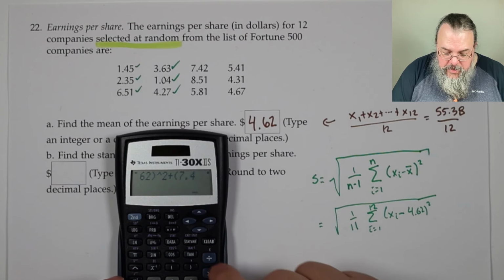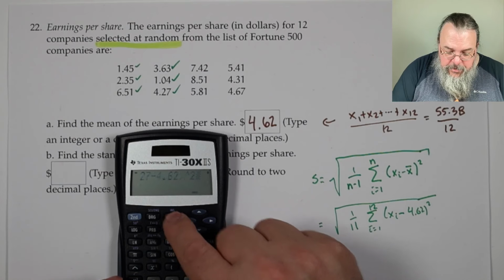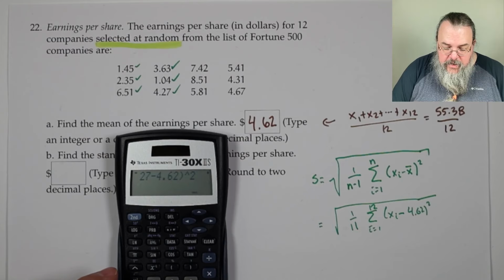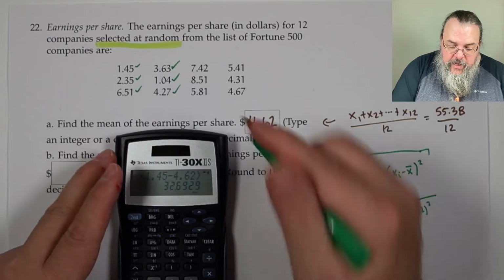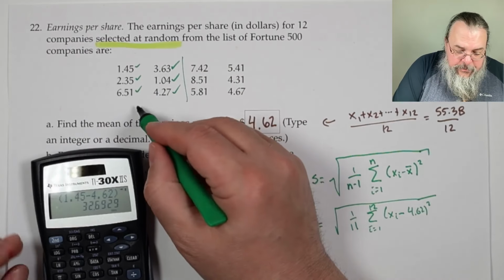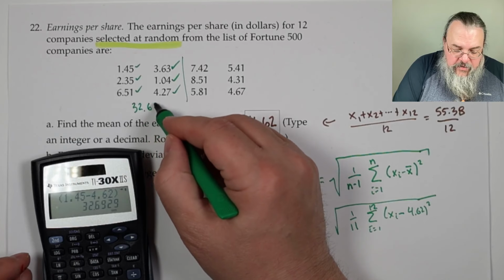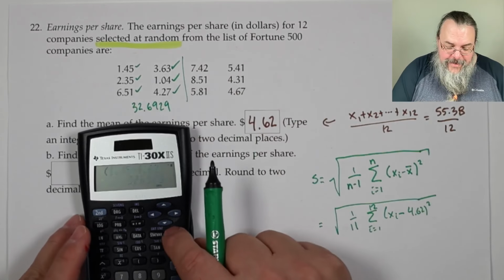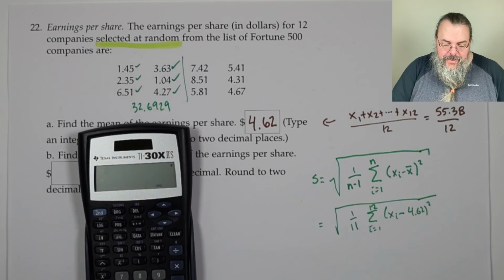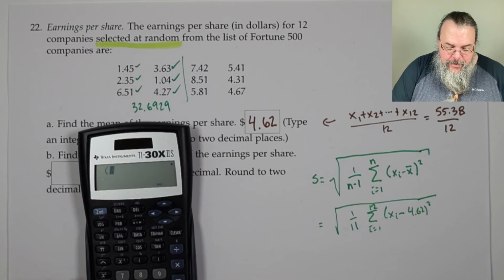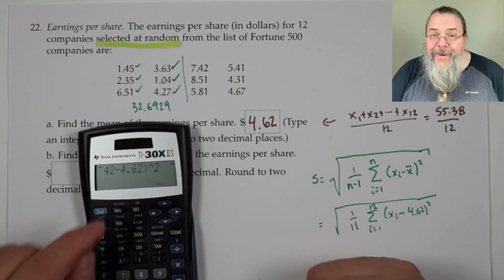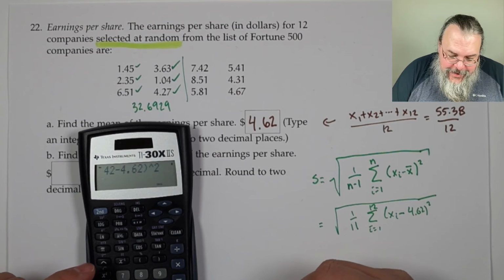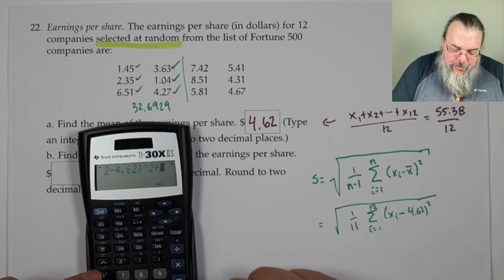Oh no! We can only put in so many things. Okay, all right. Equals. That's halfway, huh? So at the halfway point we have 32.6929. Still have the other half to do. All right. Wow. Okay, 7.42. Subtract 4.62 squared. I didn't know that my calculator had a limit. Oh, calculator. I still like you, but my goodness.